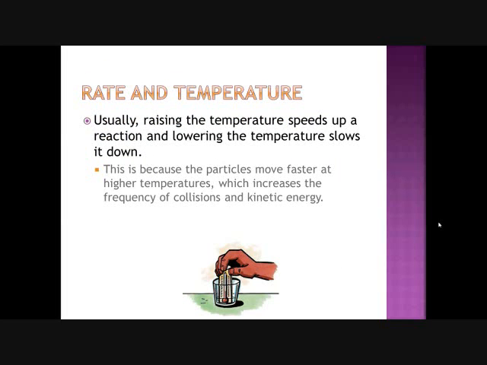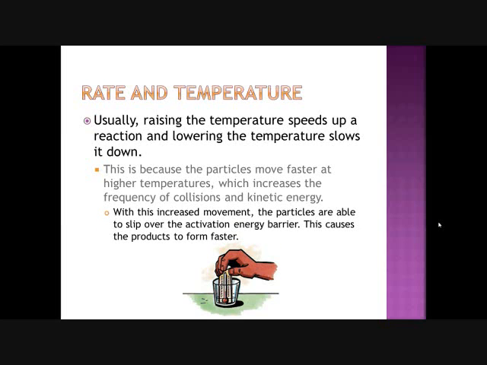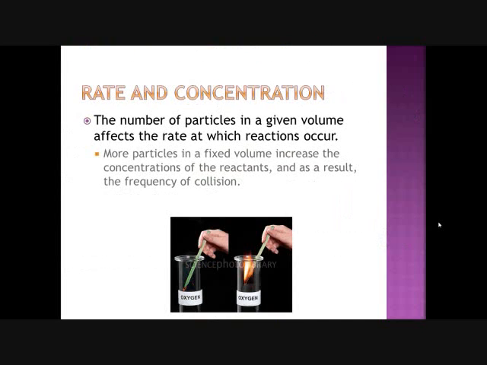To change the temperature, usually raising it will speed up a reaction, and lowering it will slow it down. Back in chapter 3, we learned that temperature is a measure of the kinetic energy something has. So this is telling us that if they're raising the temperature, that means there's more energy, so the particles will move faster. Which, if they're moving faster, that will make the amount of collisions that are happening increase. So if there's more collisions, then there's more chances for them to collide and make the products. So this actually gives us enough energy to slip over the activation energy barrier, and it causes the products to form faster.